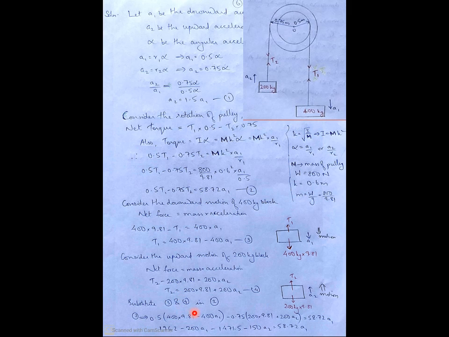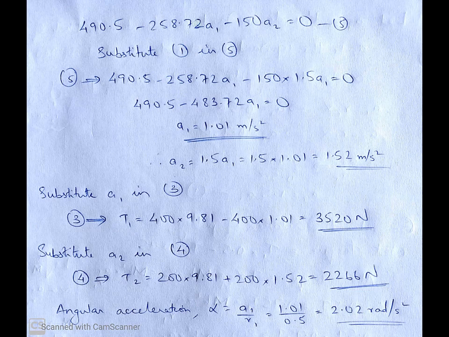You will get the value of acceleration A1 as 1.01 meter per second square, and A2 equal to 1.52 meter per second square, which you get from equation 1. Similarly, to find the tension, substitute A1 and A2 in the equations above. You will get T1 equal to 3520 Newton and T2 equal to 2266 Newton. It has also been asked to find the angular acceleration. So angular acceleration alpha equal to either A1 by R1 or A2 by R2, from which you will get 2.02 radians per second square.